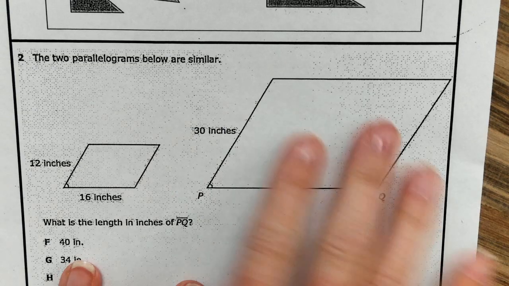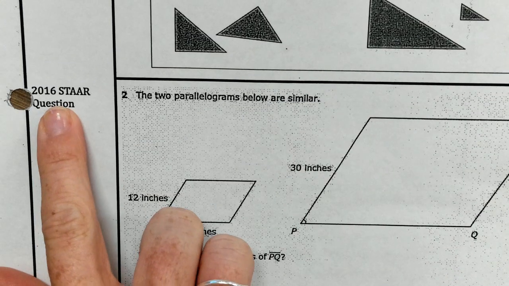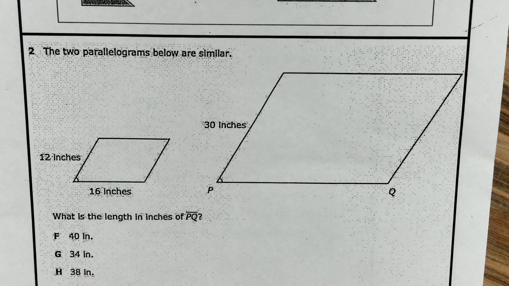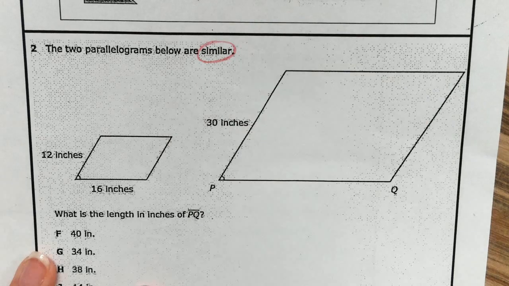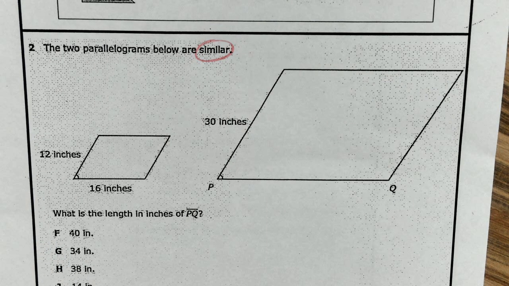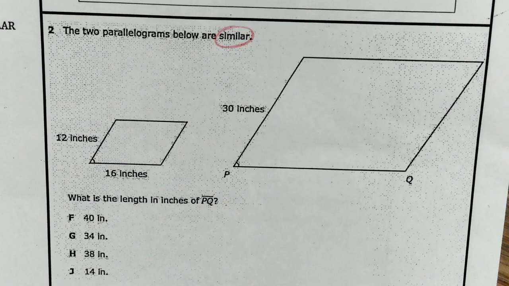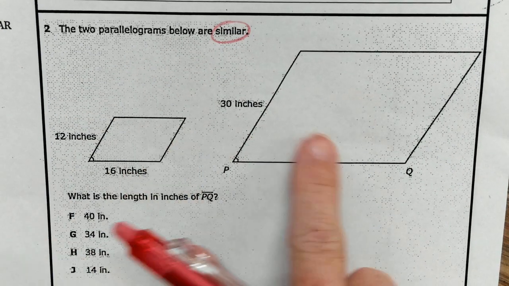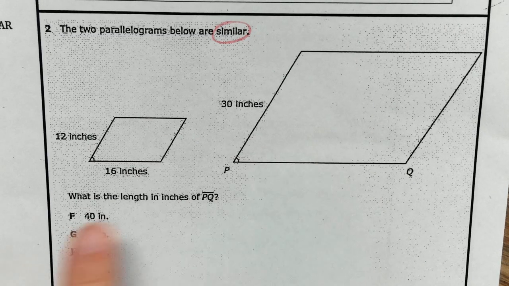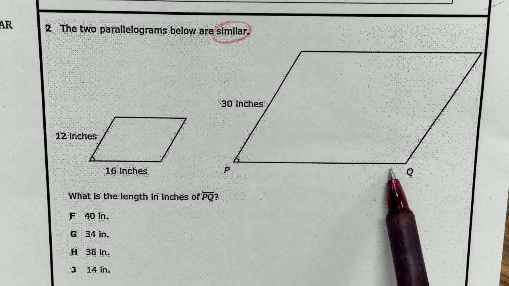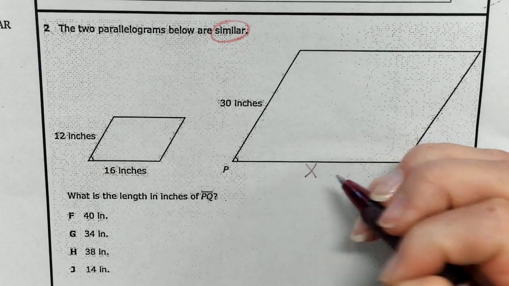This actually came from a 2016 STAR test. It says the two parallelograms, and then it tells you they are what? That means I know their angles are the same, and their side lengths are, but give me a better word. Proportional. Okay. It says, knowing that these are similar, and you can tell they look the same, what would the length of PQ be? Well, here is PQ. If I don't know it, I call it X.